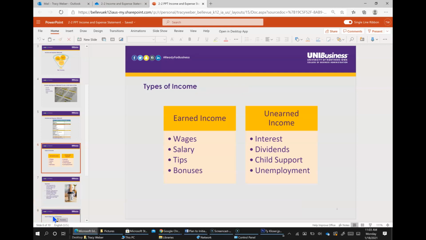The first section lists your income, both earned and unearned income. Earned income is income from your work, which includes wages, salary, tips, and bonuses. Unearned income is income from all other sources. Examples include interest, dividends, child support, alimony, Social Security, and unemployment. The income listed in this section is your gross income. Gross income is your earnings without deductions taken out.